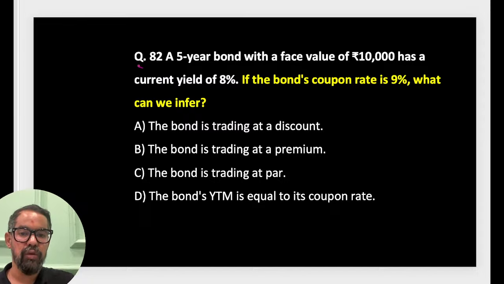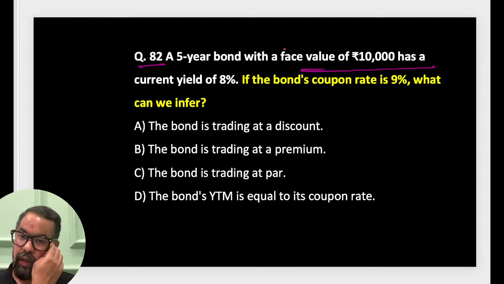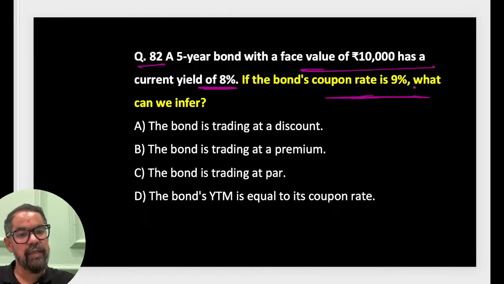Question number 82. 5-year bonds with face value of 10,000. Current yield is 8%. If the bond coupon rate is 9%, what can we infer from this particular one?